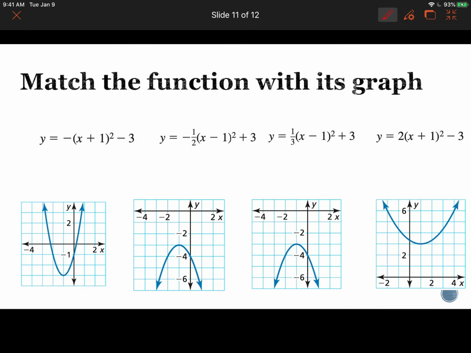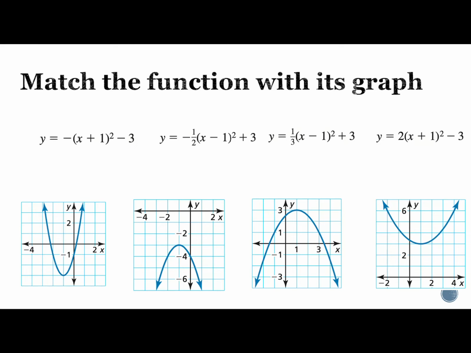Just a few more. And now we have the basic idea of how to identify key characteristics of a graph given a quadratic function in vertex form. So let's go ahead and see how we can match these equations to their graph. The first thing that I like to do is to identify the vertex for each function. So here the vertex is -1, -3, 1, 3. Sorry. 1, 3, and -1, -3.